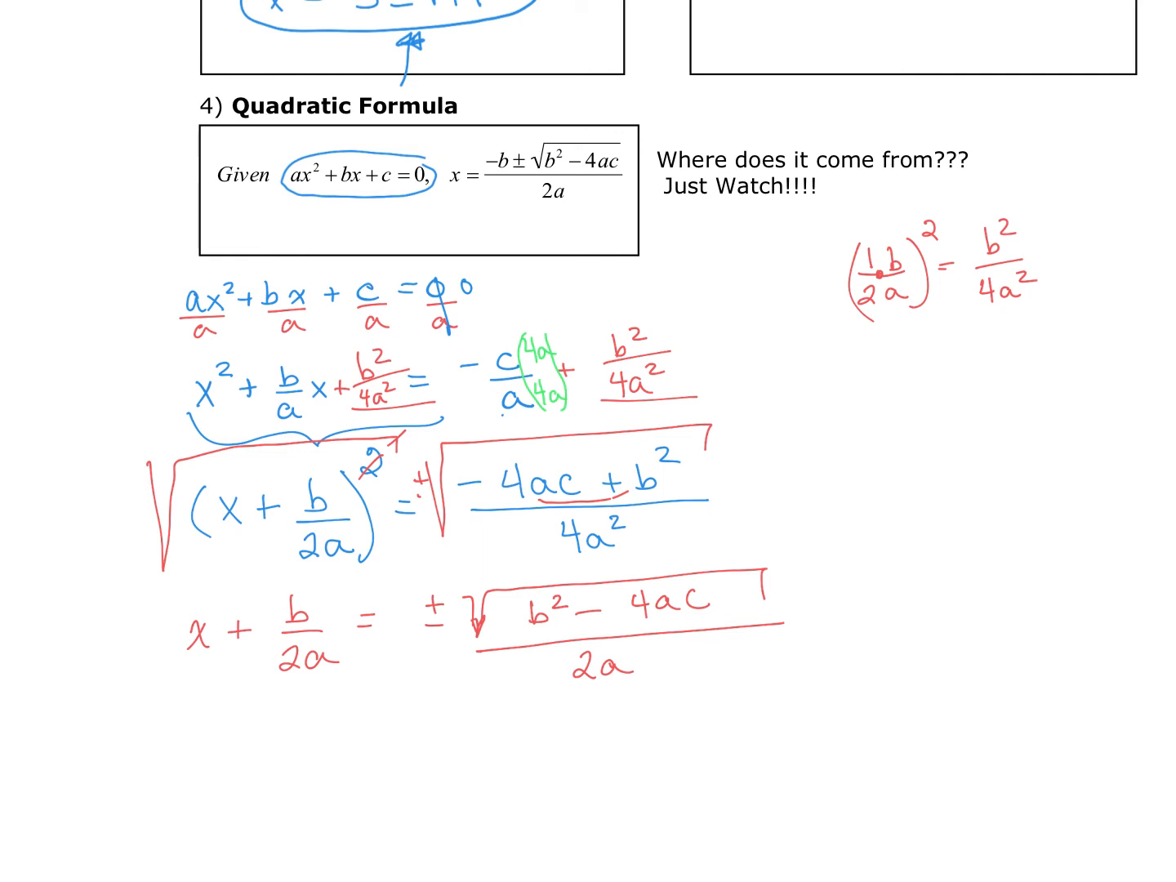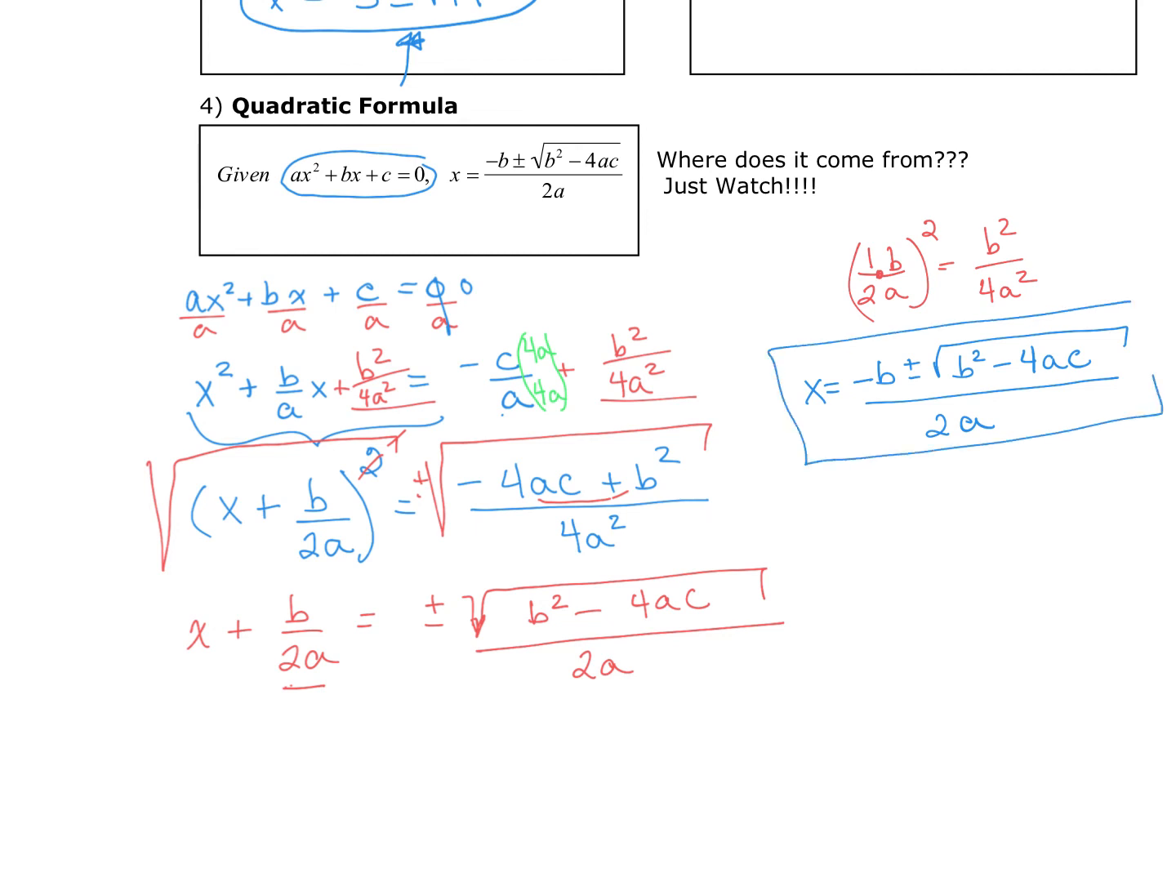And then as a final step, I'm going to move this b over 2a over, and what you'll notice is we get x equals negative b plus or minus the square root of b squared minus 4ac all over 2a, because they have the common denominator. And that is our quadratic formula. So often we use the quadratic formula over completing the square because it really is completing the square. It's just doing it in a formulaic way. So let's look at a few examples.